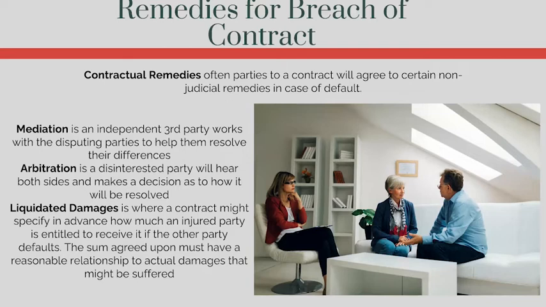Arbitration is a disinterested party who will hear both sides and make a decision as to how it will be resolved. Liquidated damages is where a contract might specify in advance how much an injured party is entitled to receive if the other party defaults. The sum agreed upon must have a reasonable relationship to actual damages that might be suffered.